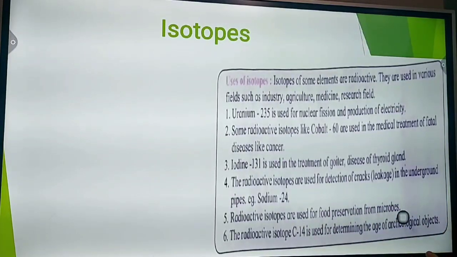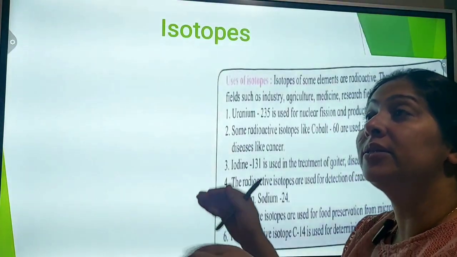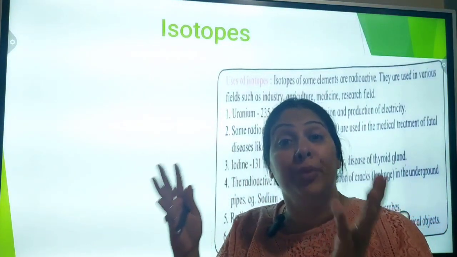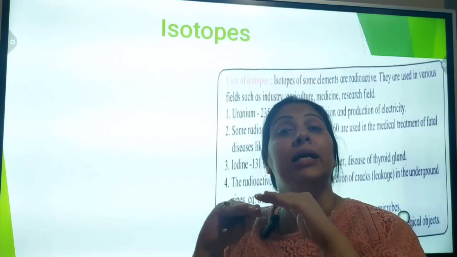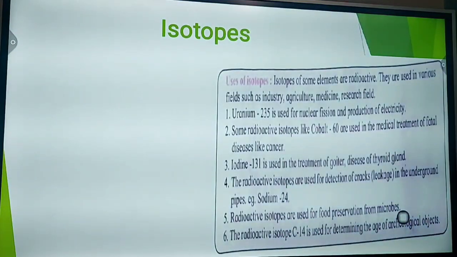Radioactive isotopes are used for food preservation from microbes. तो ये radioactive isotopes क्या करते हैं? माइक्रो ऑर्गेनिजम्स, बैक्टीरिया, फंगाई जो फूड के ऊपर ग्रो होती है उनको किल करने में भी काम आते हैं.